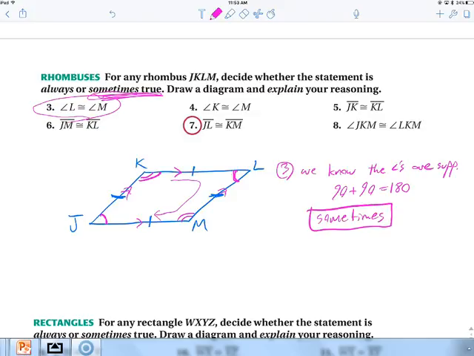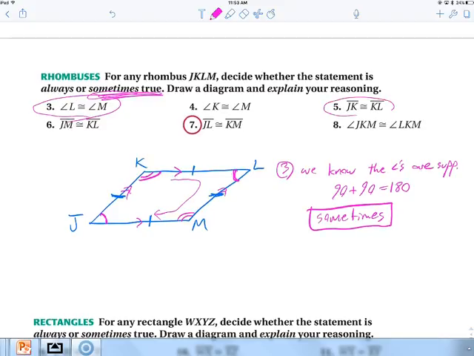Okay, let's look at number 5. JK is congruent to KL, so JK is congruent to KL. Well, yes, by definition, a rhombus is a 4-sided figure with all sides congruent. So 5 would be always. Okay, now a different color, let's look at number 7.